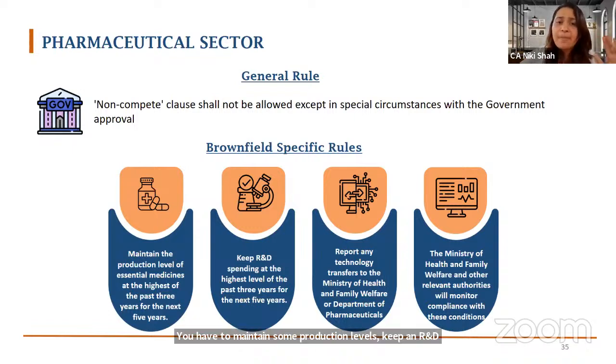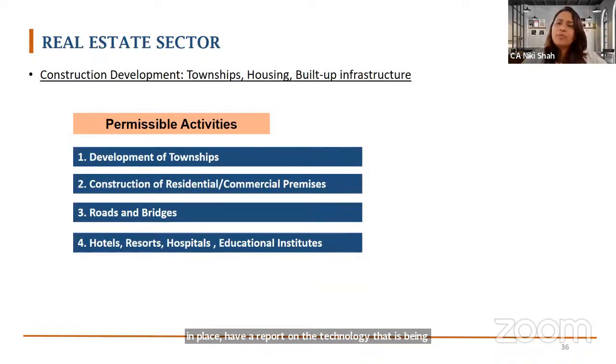Agar ye sari cheeze aap kar loge, then aapko brownfield mein allowed ho jayega. Real estate mein, सबसे इम्पोर्टेंट जो नहीं अलाउड है, जिस पर आज तक सारे बिल्डरों की बैंड बजी हुई है, एक तो उनको ECB अलाउड नहीं है, लोन नॉट अलाउड हैं. सेकेंड थिंग, अगर आप ट्रेडिंग करो तो नॉट अलाउड है. We will not allow you to increase the prices.